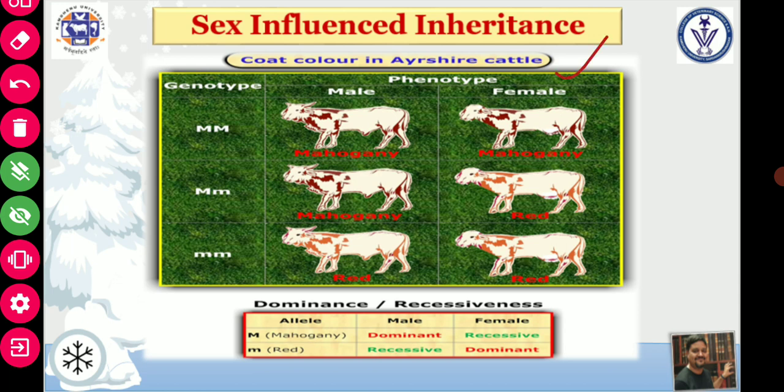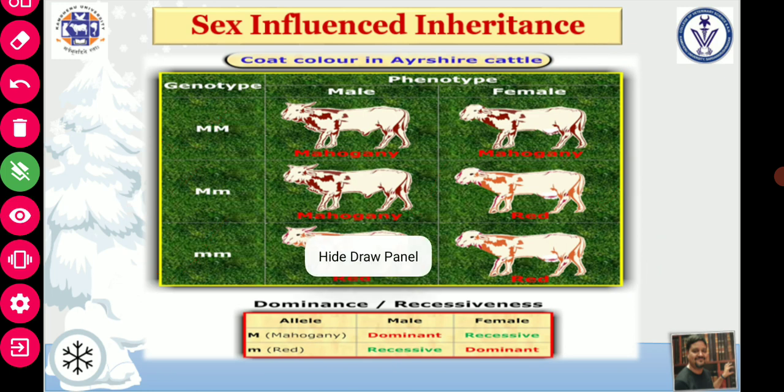Similarly, in case of animal, if you see the example, the coat color in Ayrshire cattle. In Ayrshire cattle, you will see the coat color mahogany and red, and the appearance of mahogany and red will depend on the sex of the individual in case of heterozygote. So if it is homozygote dominant, capital F, capital M, it will be mahogany. But if it is heterozygote, you can see mahogany in case of male, in female it will be red. And if it is recessive, in both the sexes it will be red.